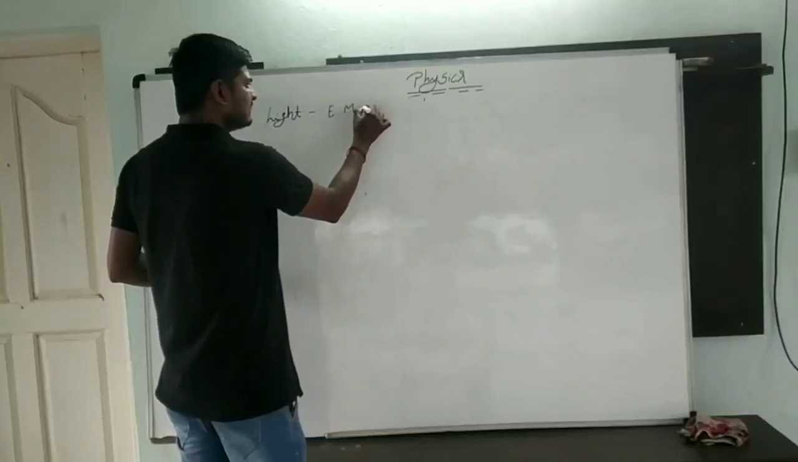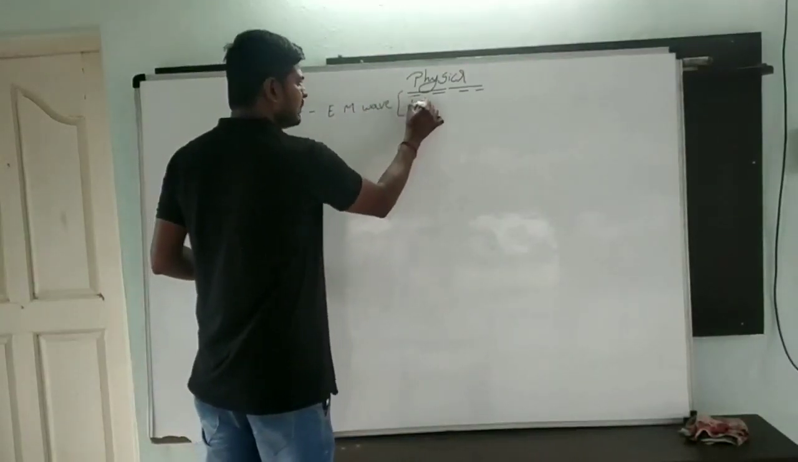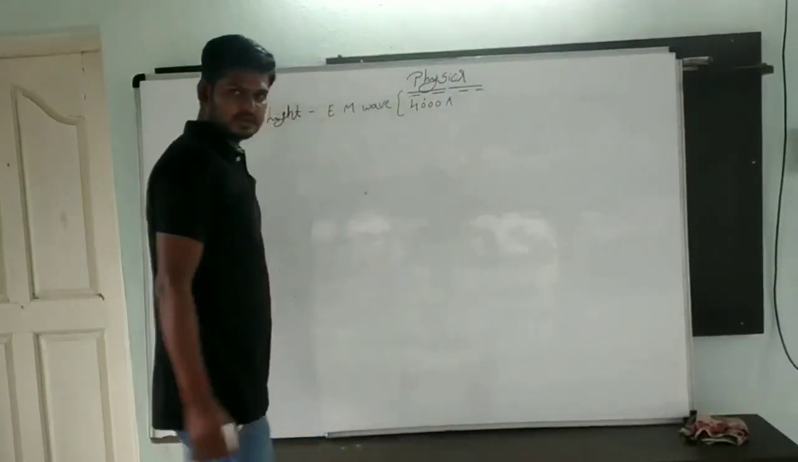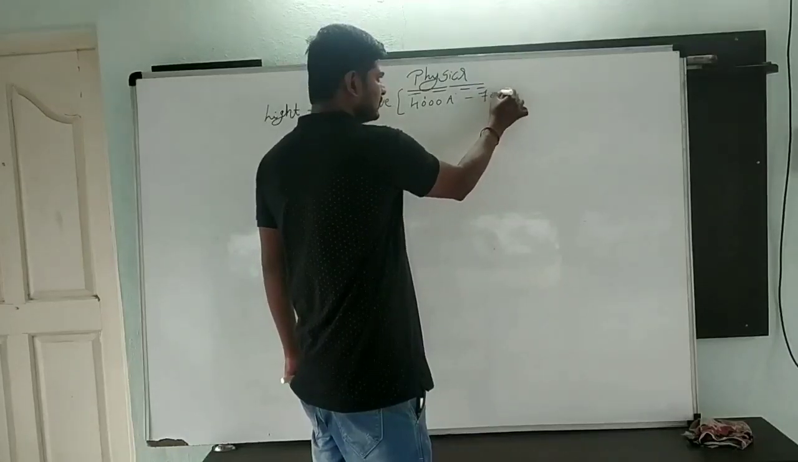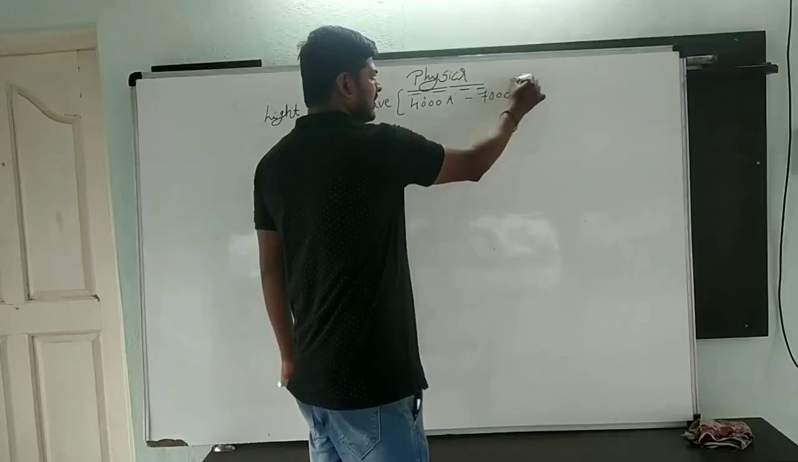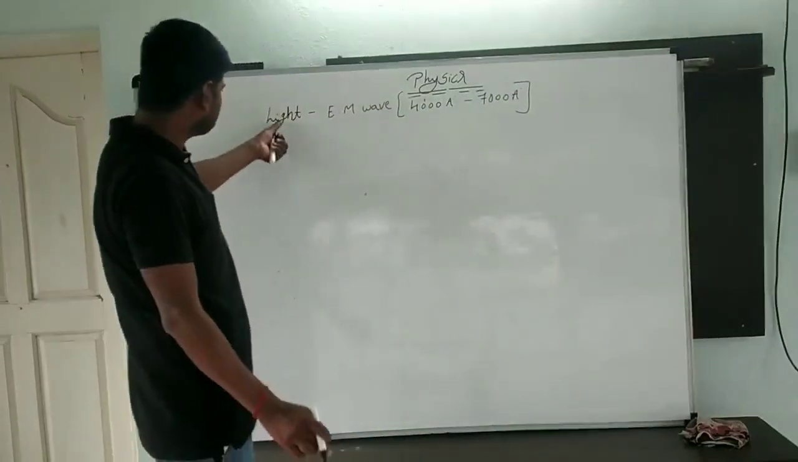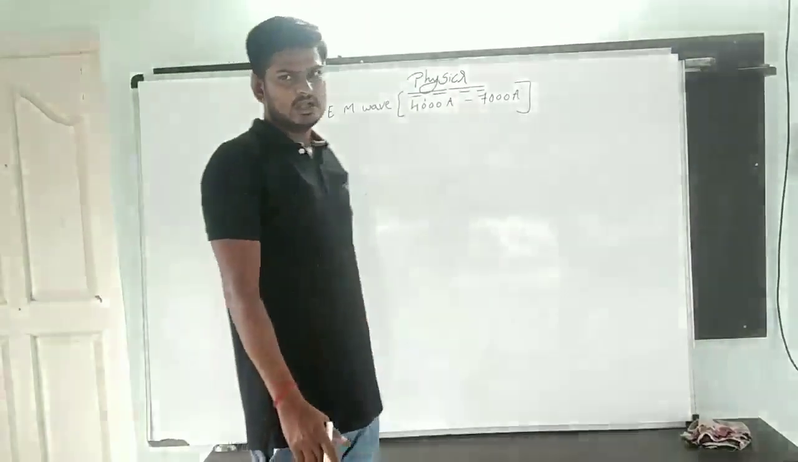Light is an electromagnetic wave with wavelength ranging from 4000 Angstrom to 7000 Angstrom. Any electromagnetic wave with a wavelength between 4000 Angstrom and 7000 Angstrom, we are going to call it what? Light. Yes, sir. You can call it light.